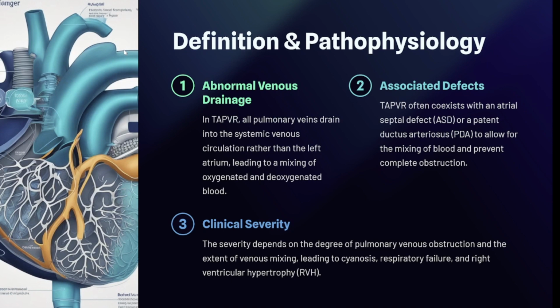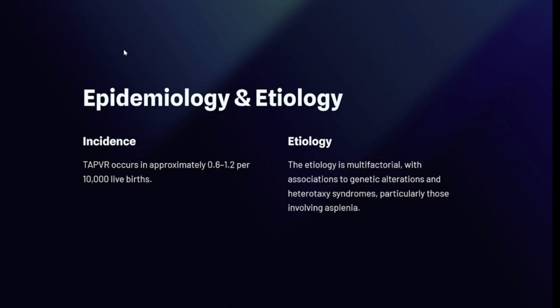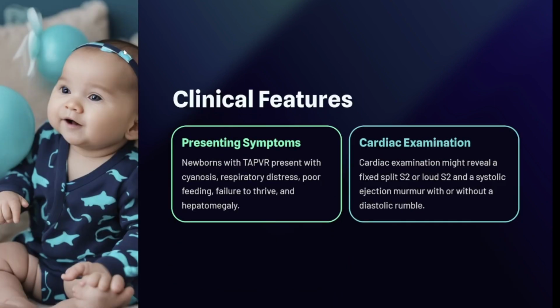The clinical severity depends on the degree of pulmonary venous obstruction and the extent of venous mixing, leading to cyanosis, respiratory failure, and right ventricular hypertrophy, RVH. Epidemiology and etiology. It occurs in approximately 0.6 to 1.2 per 10,000 live births. The etiology is multifactorial, with associations to genetic alterations and heterotaxy syndromes, particularly those involving asplenia.